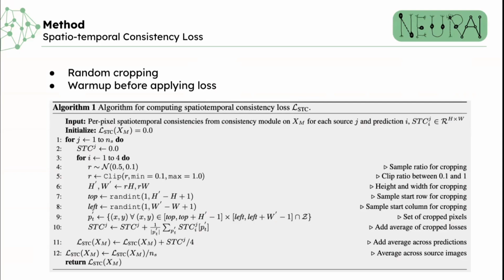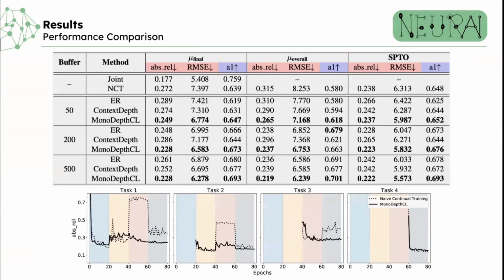We also use a warm-up for the spatiotemporal consistency loss, such that it is only applied after the first task is learned. This allows the view synthesis to be learned well before it is used as a constraint between the context and working models. We compare the proposed MonoDepthCL against naive continual training and training on the whole dataset, that is, the joint distribution after collecting data from all tasks. These form the lower and upper bounds for continual learning, respectively.